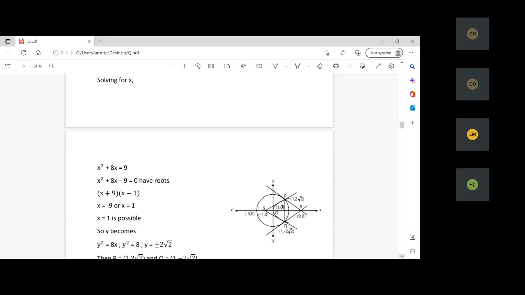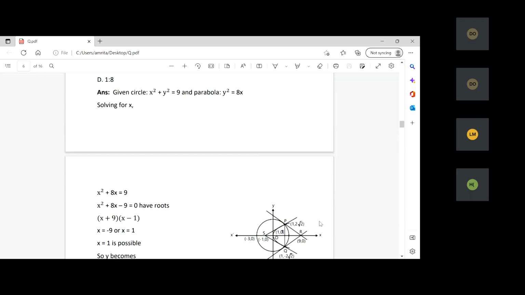So this is the diagram. And this is also a very common question which was there in the previous JEE. I don't remember the year, but it was like 3 or 4 questions coming in a single one. So the equation of the circle is x square plus y square equal to 9, and the equation of the parabola is y square equal to 8x. So we know these two things, right? Now what you need to do is solve for x. It's y square equal to 8x. You can substitute it simply here and you can solve for x.